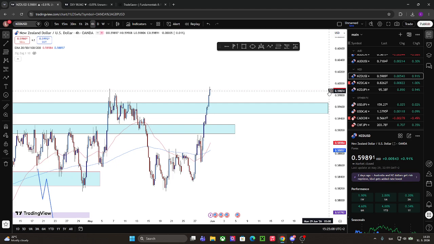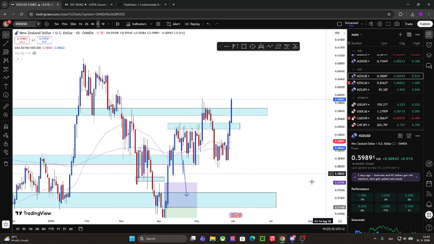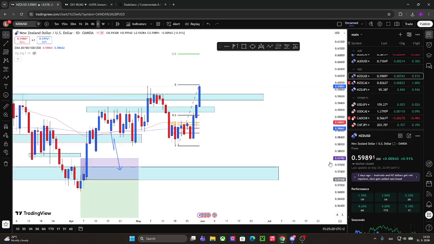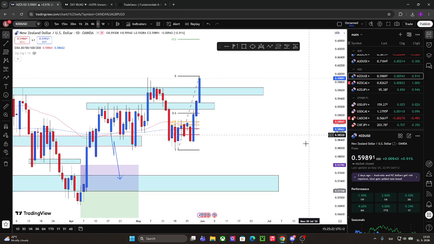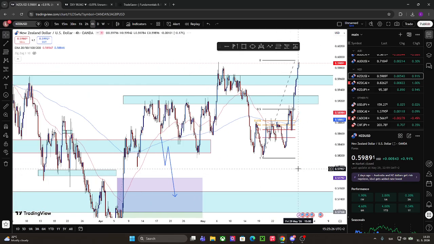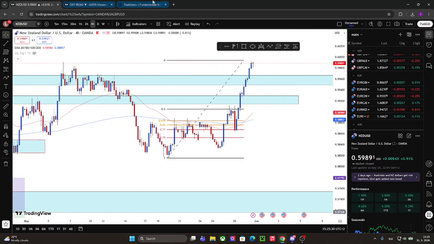NZDUSD. We already said that USD is kind of hard to trade right now, but I'm bullish on this as well. That's an interest rate differential, you're just looking long. If you get a nice retrace, it could be a trade to take. Keep that in mind.